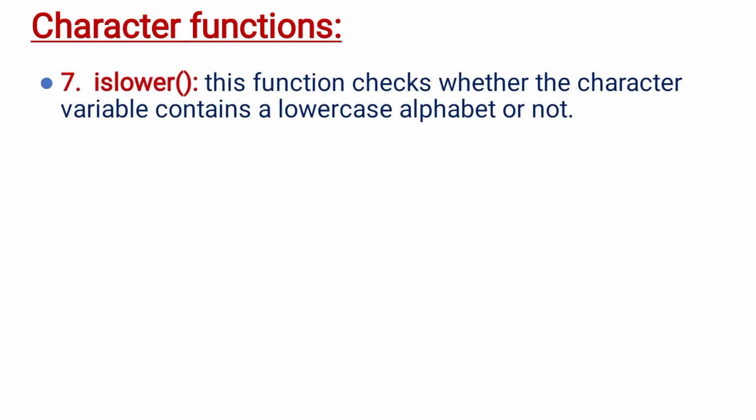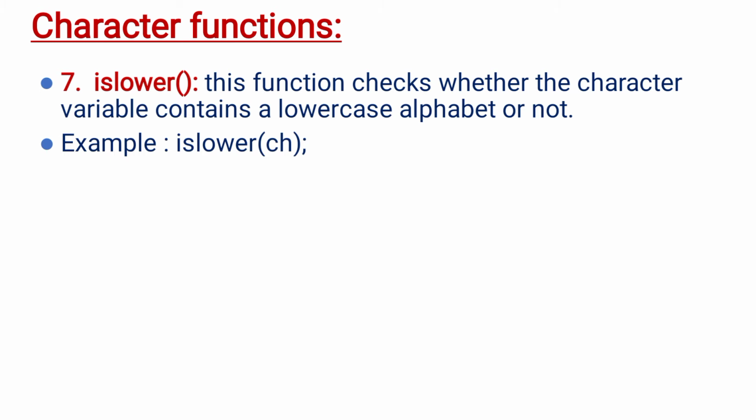Next, the seventh character function is isLower. The isLower function is used to check whether the character variable contains a lowercase alphabet or not. This is exactly the opposite of the sixth function, isUpper. Let's see the example: isLower(ch). Here ch is a character variable.